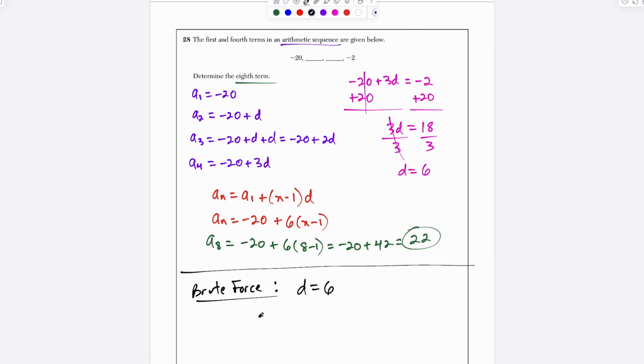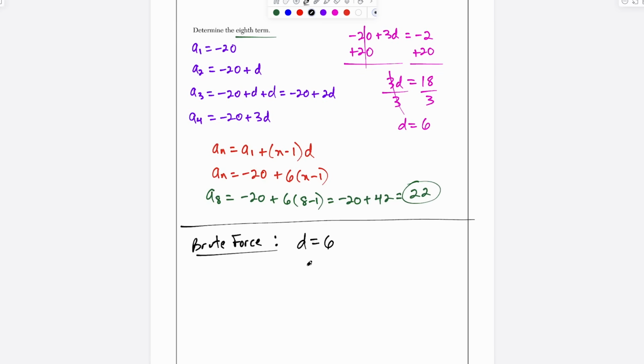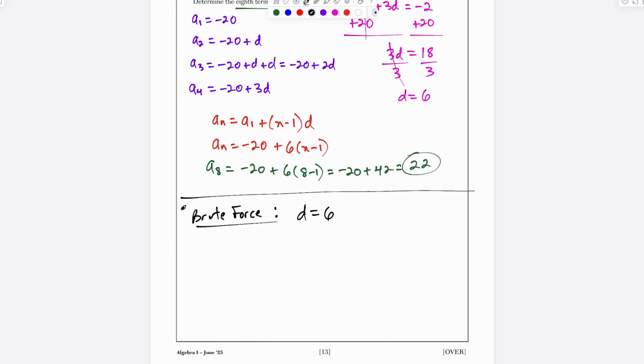Then you could sit there and just make a list. You could start at negative 20. So negative 20, and then you just add 6 and you get negative 14. You add another 6, you get negative 8. You add another 6, you get the 4th term, which we said was negative 2. You add another 6, you get 4, then you get 10, and then 16, and then 22. So you could, once again, just sit there and make a list and then just say, hey, my 8th term is 22.